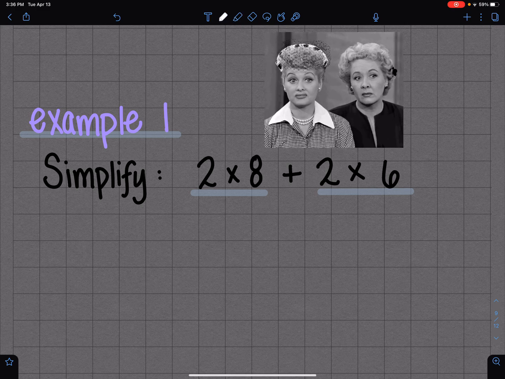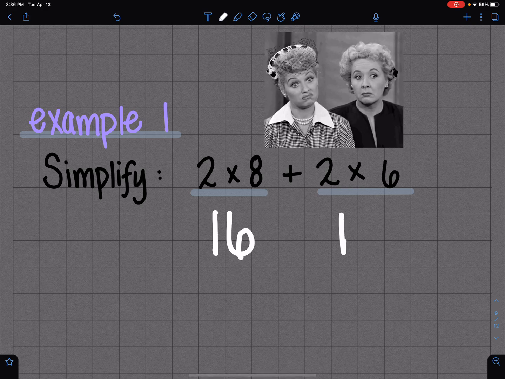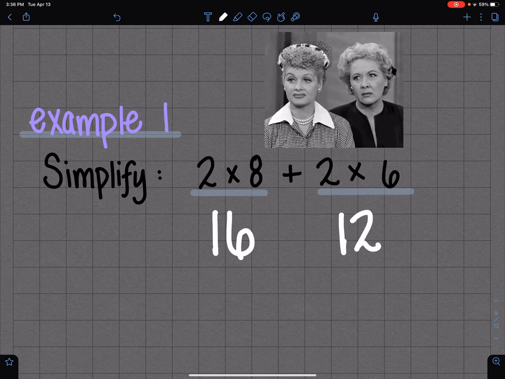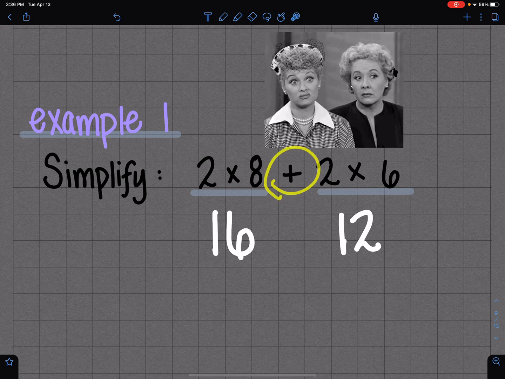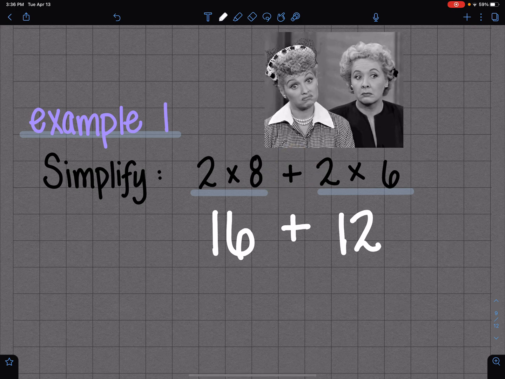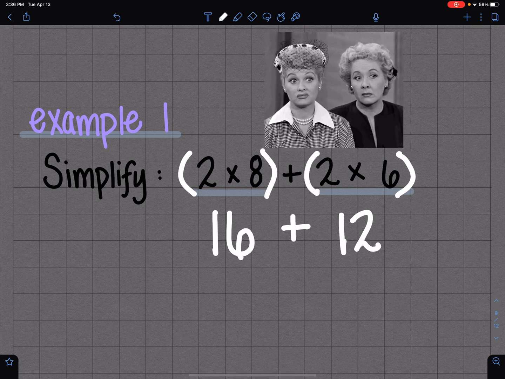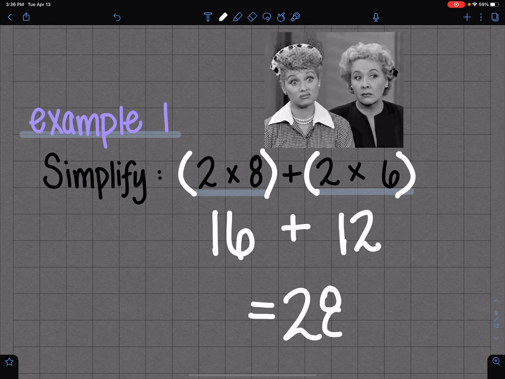So if we do 2 times 8, we get 16. If we do 2 times 6, we get 12. The last thing we do with order of operations is the adding and subtracting. So we need to add these two together. If there had been parentheses there, then you would definitely do those first. But if there's no parentheses, you still have to multiply and divide before you add. So this problem is the same as 16 plus 12, and when you add 16 plus 12, you get 28.